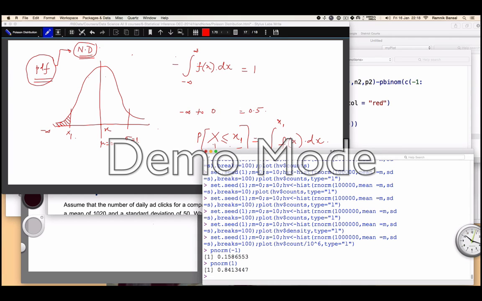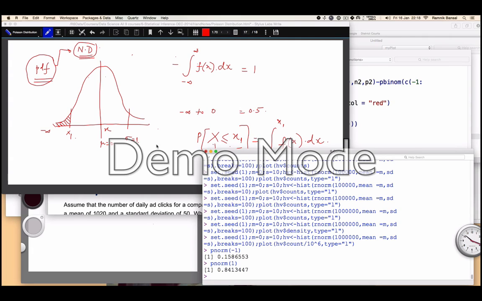Exactly, right? Because then we're talking about area all the way till here. And we know that they're symmetric around the mean, and therefore it'll be 0.84. So it's exactly 1 minus this. Remember this, that through the 2 we can get the other value.